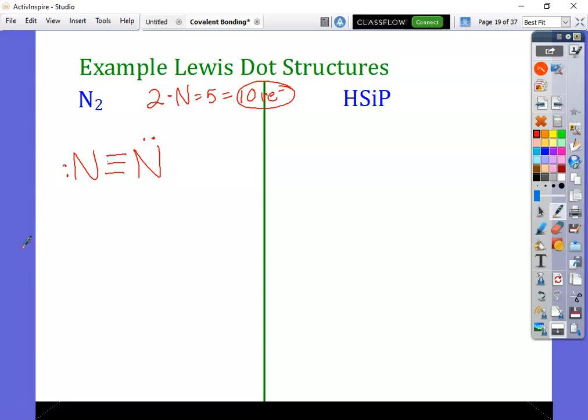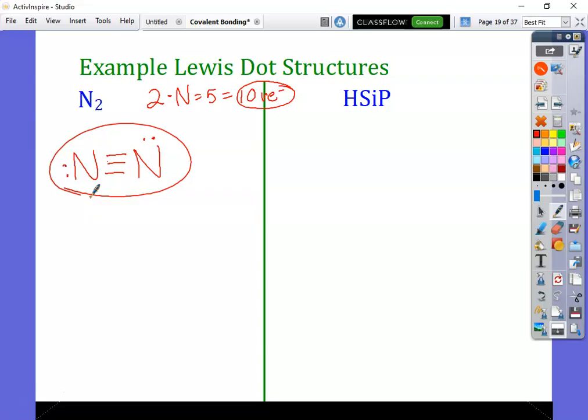That's the maximum number of bonds I can have between atoms. So let's see if this works. 2, 4, 6, 8 electrons. 2, 4, 6, 8 electrons, and then 10 total. And so this is a good Lewis structure. So again, a triple bond is the highest number of bonds we can have between 2 atoms. Start with single. If single doesn't work, try double. If double won't work, then try triple.